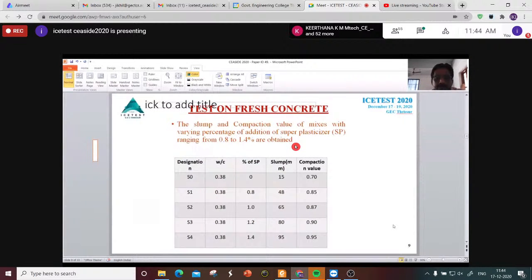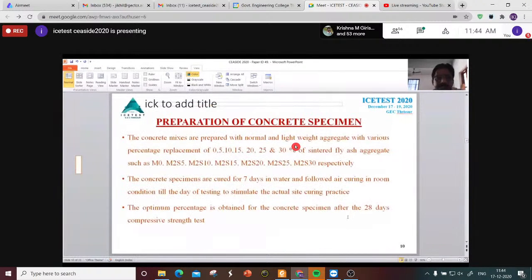Test on fresh concrete: the desired slump was 80 mm and compaction value of 4.9. So, for a water cement ratio of 0.38, 1.2% of super plasticizer gave the desired result. Preparation of concrete specimen: I have already explained the different proportions where syndiate fly ash aggregates were used to replace coarse aggregate, designated as M0, M2, S5, that is 5% replacement by syndiate fly ash aggregate, S10, 10% replacement by syndiate fly ash aggregate, like that up to M2, S30.